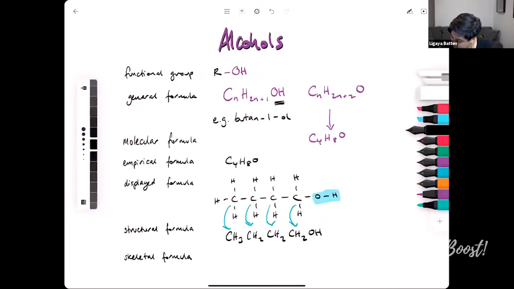Then the skeletal formula, again, will look similar to the others, but now we can show we have an OH at the end. So this is where some people get a little bit confused. I'll draw these in a different color. These corners here are our carbons. But because we have something attached to this last carbon, we do have to draw this extra stick and show that the OH is attached to it.